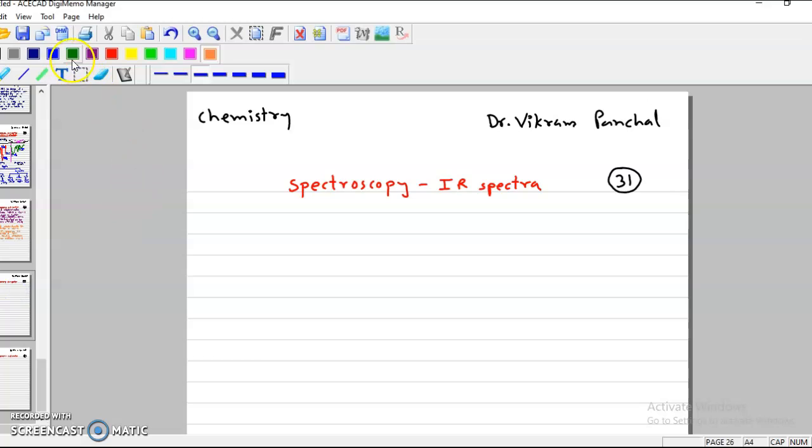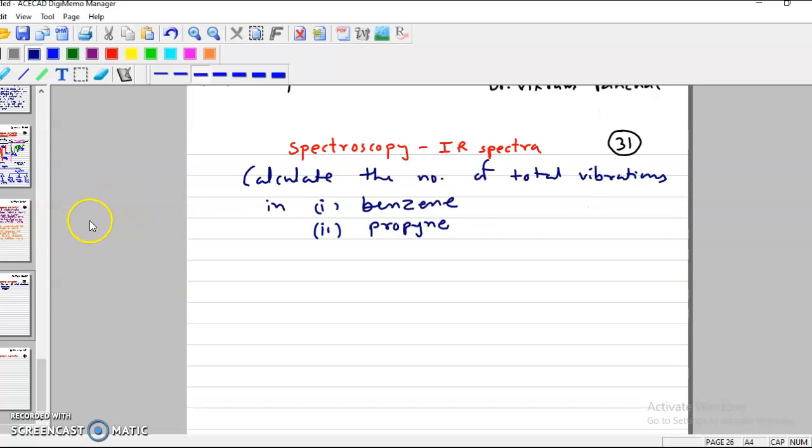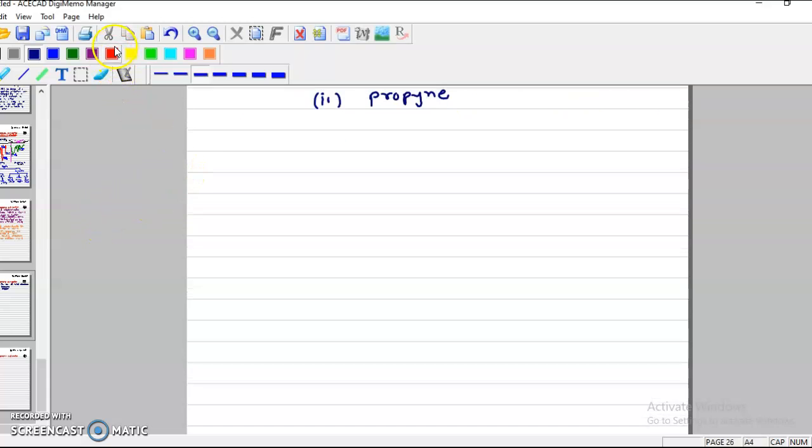Now let us take examples so you can understand this. First of all, calculate the number of total vibrations in first benzene and second propyne. So let us find out first of all number of vibrations in benzene.